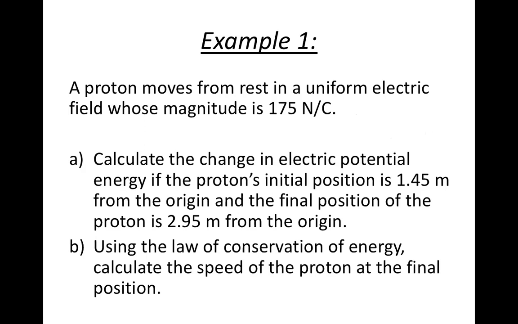And maybe I was mentioning for this chapter to draw a formula sheet or a cheat sheet to summarize all of this. Maybe you're going to want to put the common constants like the charge on a proton. Okay, so we've set up that we know epsilon, we know Q if we need it, we know mass if we need it. Calculate the change in electric potential energy, so that's delta EE, if the proton's initial position is 1.45 meters from the origin, and the final position of the proton is 2.95 meters from the origin. So we've got initial and final position, we can get delta D. So delta D epsilon, so let's start writing this out.